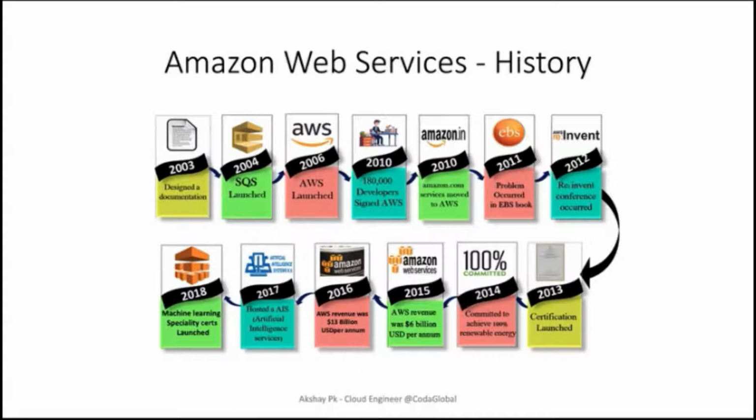In the year 2017, they hosted their own artificial intelligence services. So they started working a lot towards machine learning and artificial intelligence from the year 2016 itself, I would say. And in the year 2018, they had machine learning specialty certifications launched. This is a brief history of how AWS came into existence.